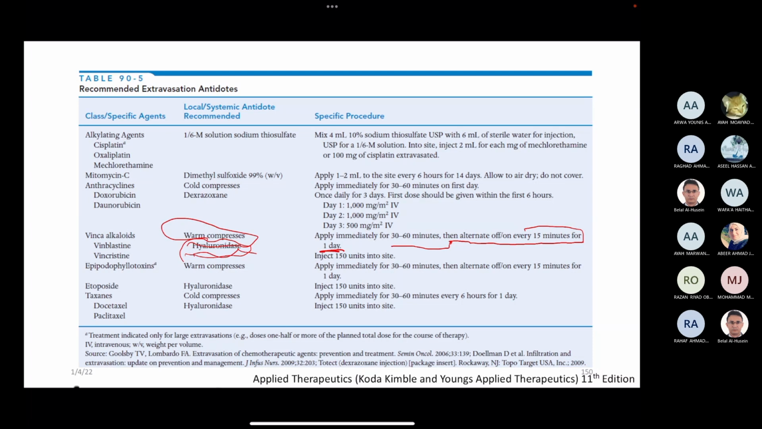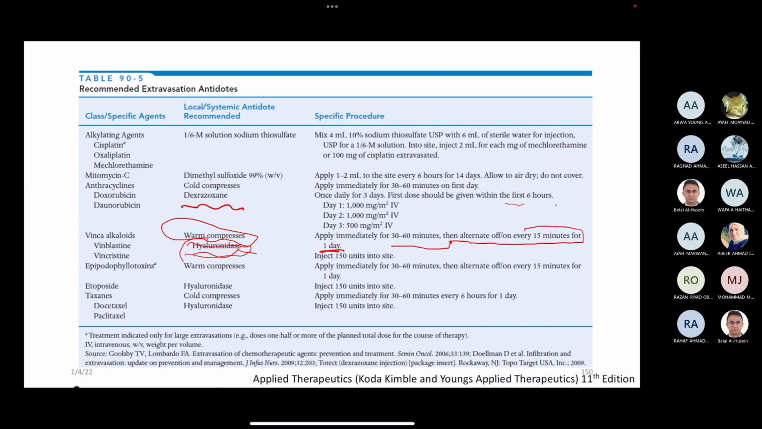Now, some drugs have specific extravasation antidotes. For example, for anthracyclines, they usually use a drug called dexrazoxane. I'm not sure if it's written in the book or not. Dexrazoxane has specific doses: once daily for 3 days. The first dose should be given within the first 6 hours. Day 1, 1000 milligrams per meter square IV. Day 2, 1000 milligrams per meter square IV. Day 3, 500 milligrams per meter square IV.